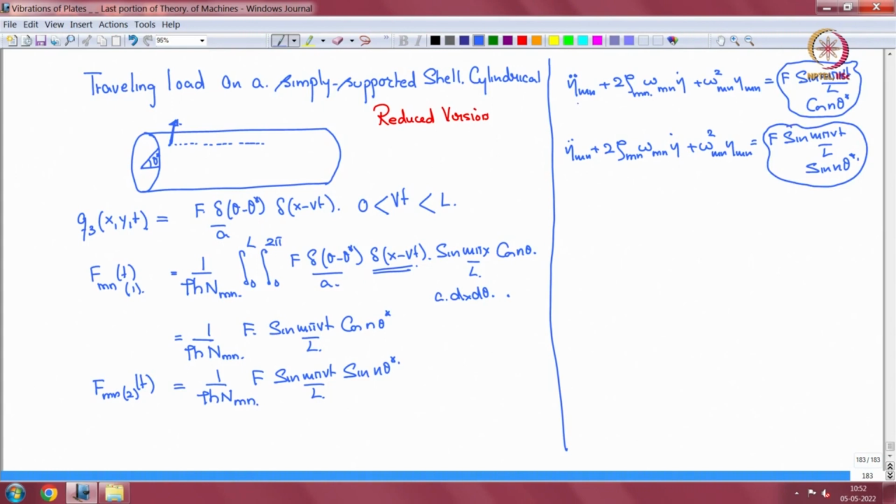And find the two eta mn's. So this is eta mn1, this is eta mn2, and then do eta mn1 sine m pi x by L cos n theta, eta mn2 sine m pi x by L sine n theta.